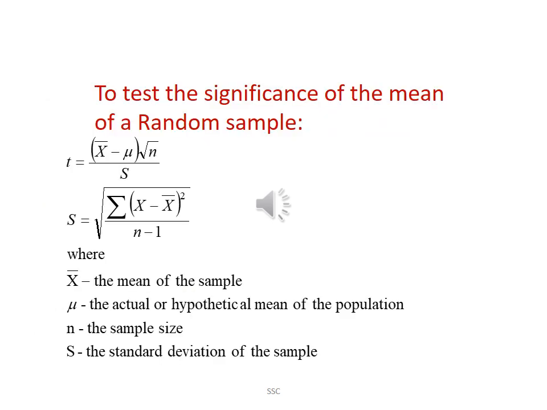To test the significance of the mean of a random sample, t is equal to x bar minus mu into root n by s. S is nothing but the standard deviation of the sample. The formula for standard deviation is root of summation x minus x bar whole squared by n minus 1. Here x bar is the sample mean, mu is the population mean, n is the sample size, s is the standard deviation of the sample.